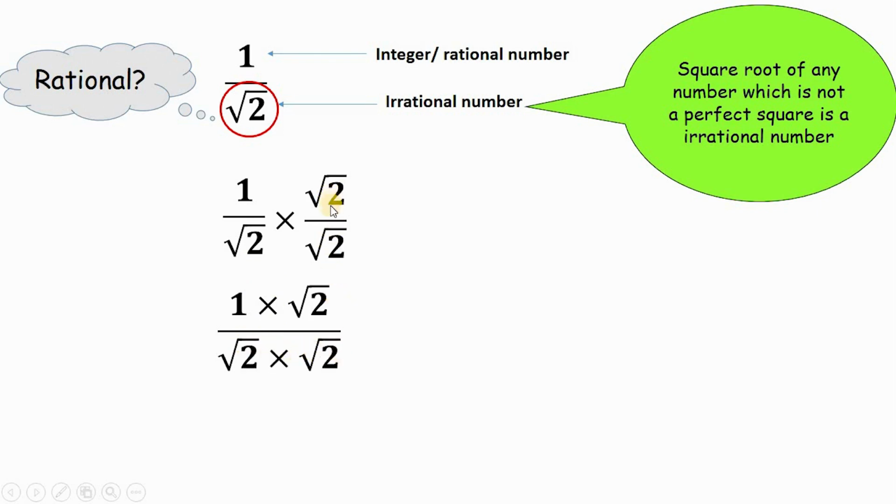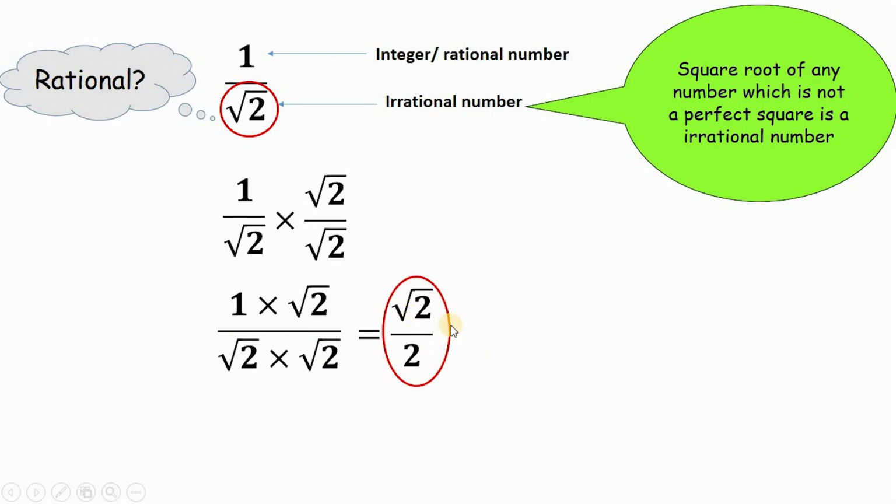We multiply the numerator and denominator by the same number, because while rationalizing the denominator, the final answer should be equivalent to the question given here, 1 by root 2. Therefore, when you multiply by root 2 by root 2, the value remains the same, because these two get cancelled and it is equal to 1. So 1 into root 2 is root 2, and square root of 2 into square root of 2 is 2.